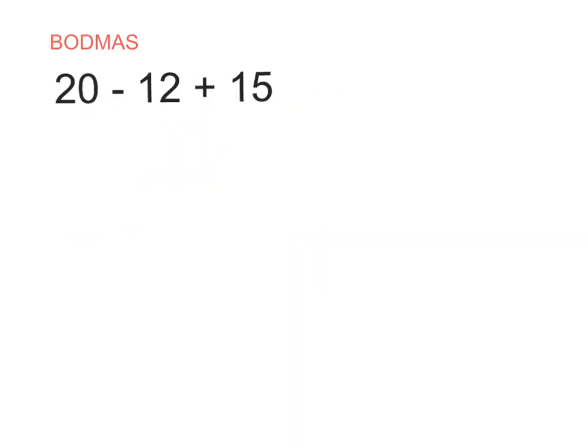Okay, in this one, it's just to emphasize this addition and subtraction aspect. I don't add before I subtract unless the addition comes first. With addition and subtraction, it's so important that you just work through the sum left to right. So the first thing you do is the 20 take away 12, which is 8. And then you've got your plus 15. 8 plus 15 is 23.